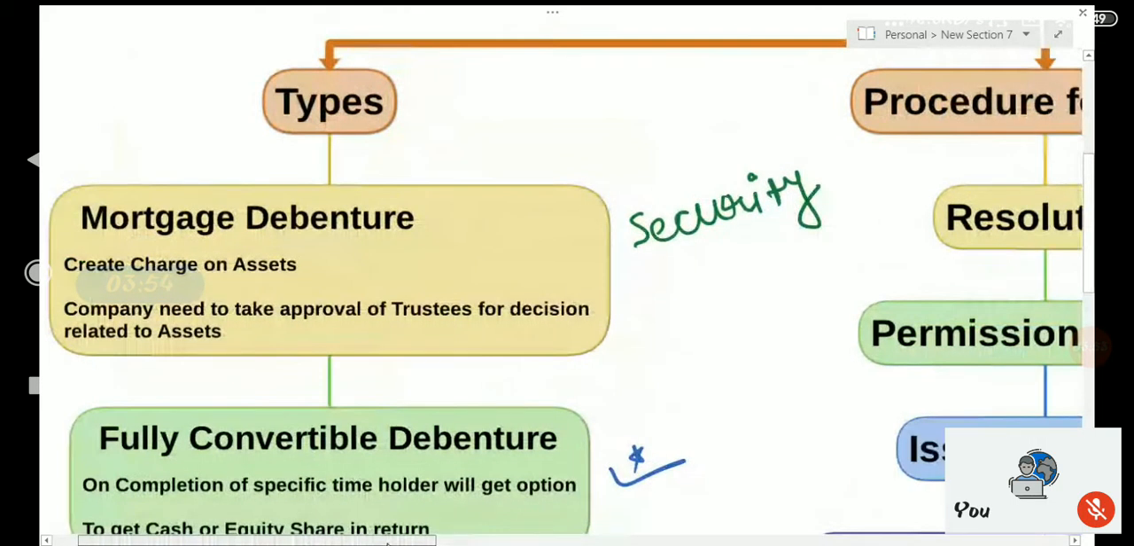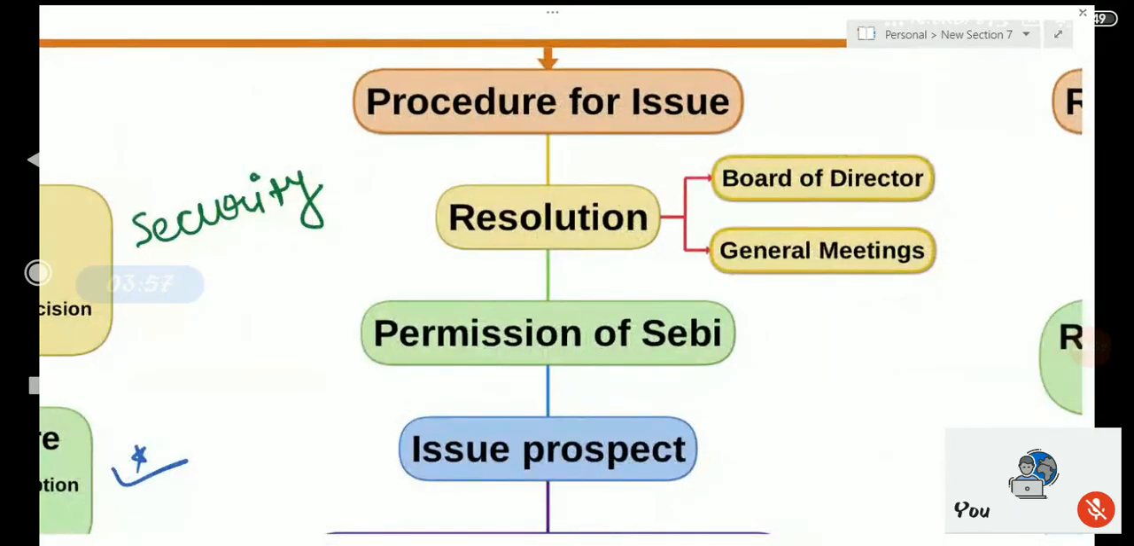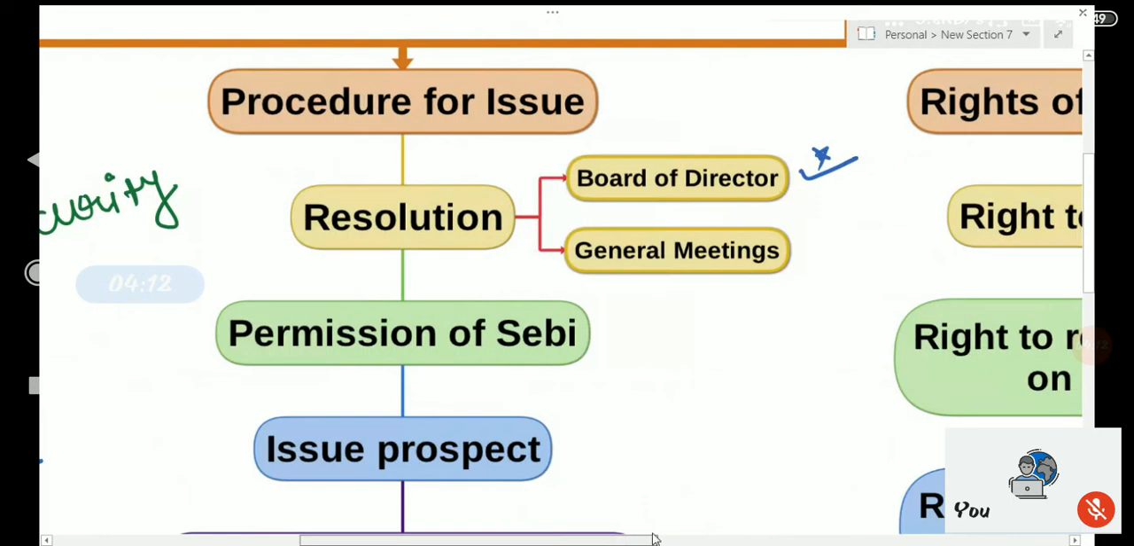Next point is procedure for issue of debenture. Any procedure starts from a resolution if that procedure needs to be followed from the side of the company. Okay, two types of resolution the company needs to pass. One is the board of directors. Here first of all the board of directors in a board meeting will decide that okay, we are in need of liquidity, we don't have money, and how to raise the funds, then they will select the option of debenture. So first of all a board meeting will be conducted and then after that a general meeting will be conducted.